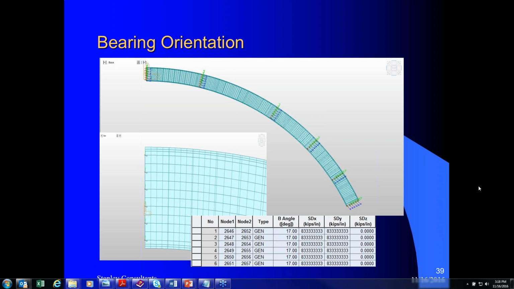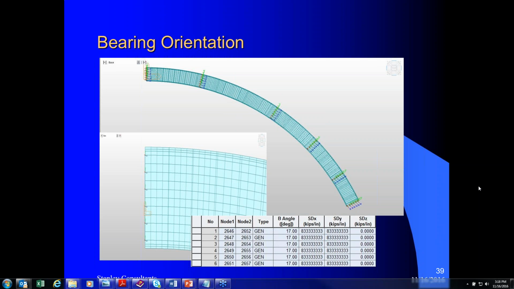supports so that erection stability with the temporary supports is not an issue. If the contractor goes with a different erection sequence, then he's required to submit calculations.